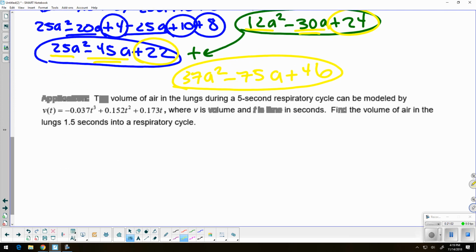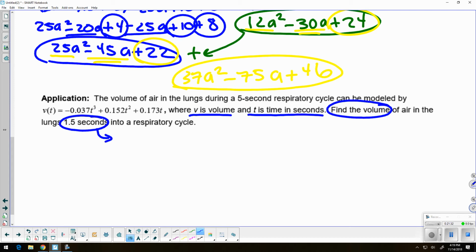It says the volume of air in the lungs during a 5-second respiratory cycle can be modeled by using V of t, where V is volume and t is time in seconds. Find the volume of air in the lungs 1.5 seconds into a respiratory cycle. They give me this much. We know it's 1.5 seconds. They tell us t is time in seconds and that V is volume. We're finding the volume, so you're solving for V given t.